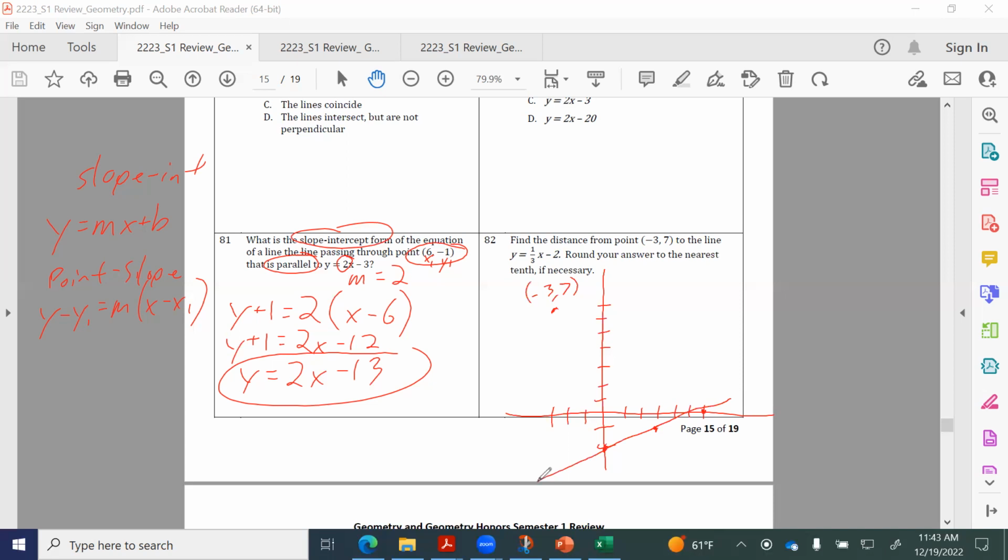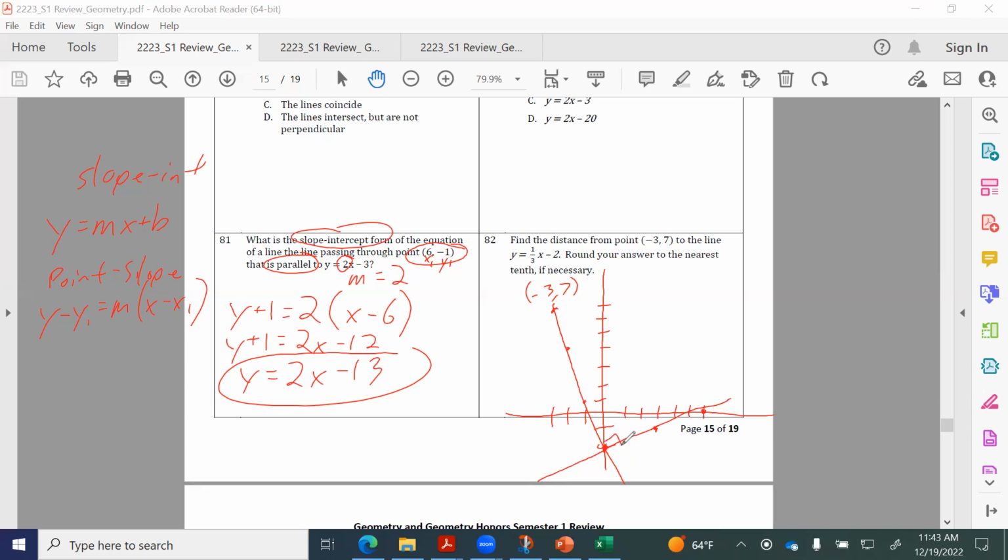For perpendicular distance, I need a perpendicular line going from here down to that line. So we have a slope of 1/3. The perpendicular slope would be -3. Flip it and change the sign. We're going down 3 over 1. 1, 2, 3 over 1. Again, down 3 over 1. So we are intercepting right there.